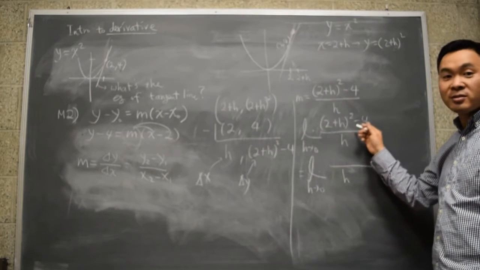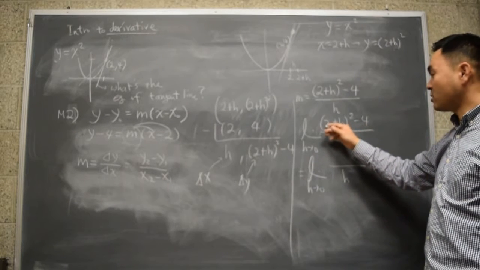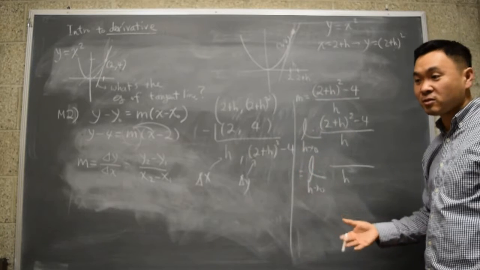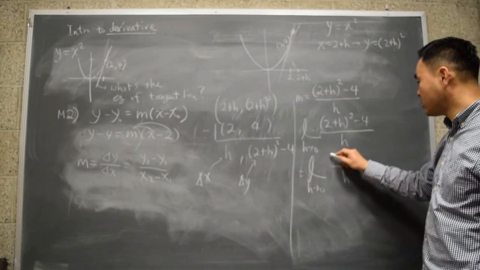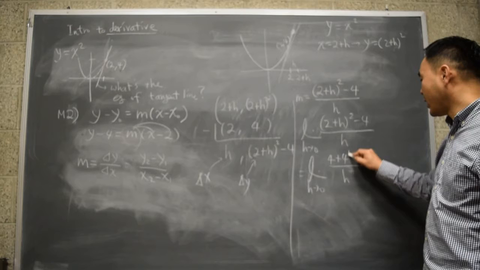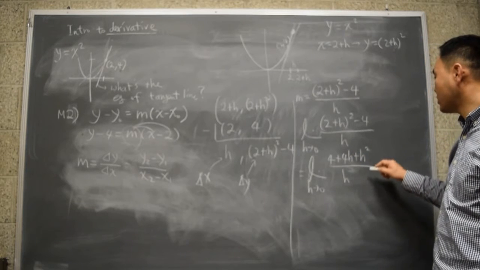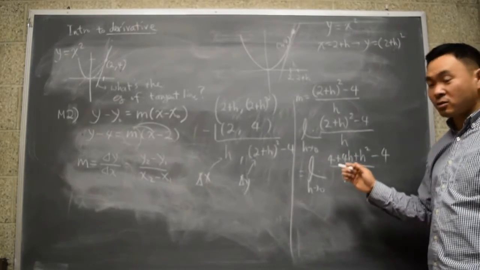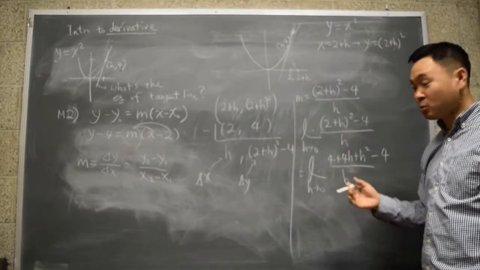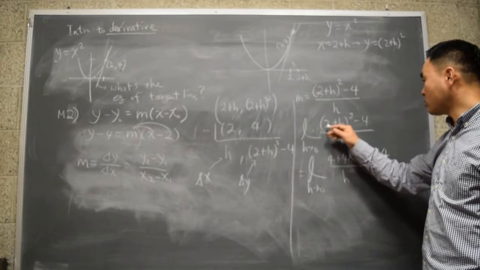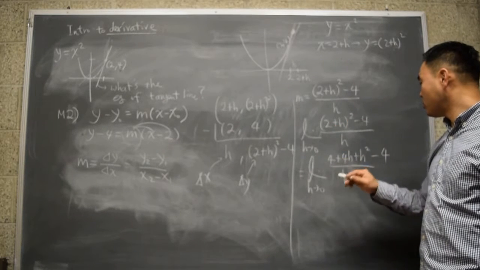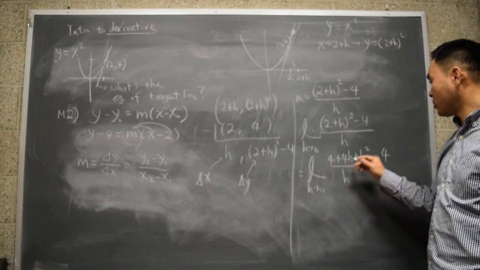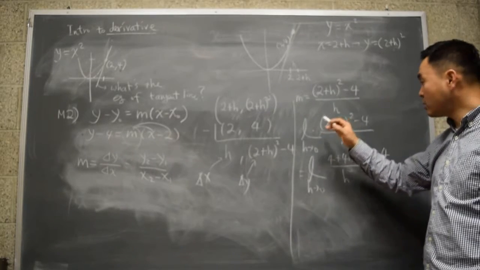Now you can FOIL this out if you write this as 2 plus h times 2 plus h. You FOIL it out, you're going to find it's 4 plus 4h plus h squared minus 4. You might be wondering where 4h came from, but if you carefully FOIL this out, you're going to see 4h. Okay, so 2 squared will give you 4, h squared will give you h squared, but 4h will come out if you FOIL this out.